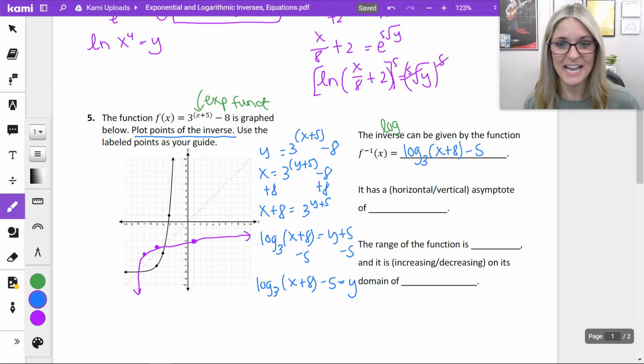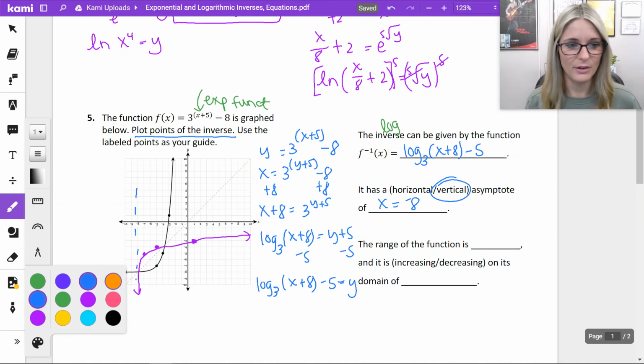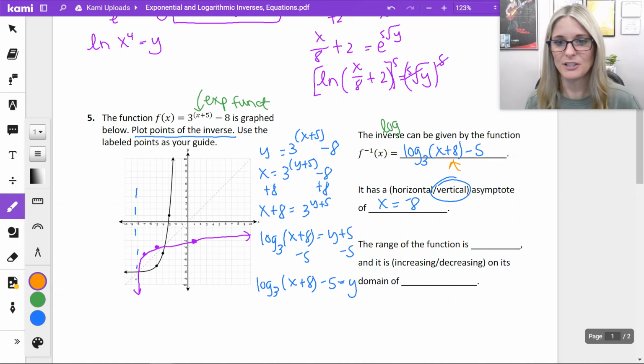It has a vertical asymptote. Recall from your notes, your logarithms have a vertical asymptote. This one is going to be x equals -8. We use x to identify that vertical line. It is at -8, which is also indicated as your h value here, will also be your asymptote.